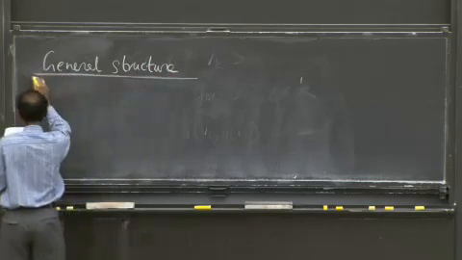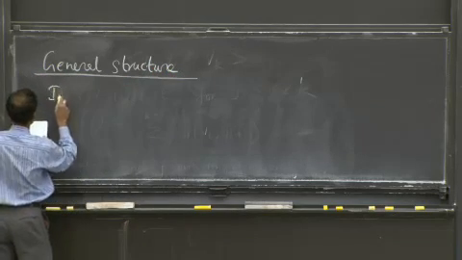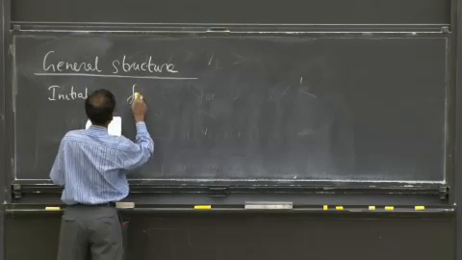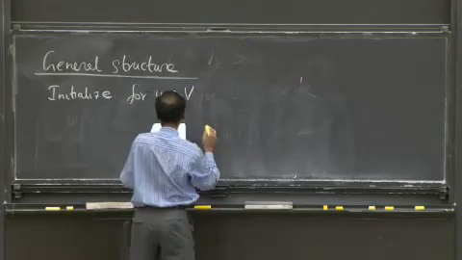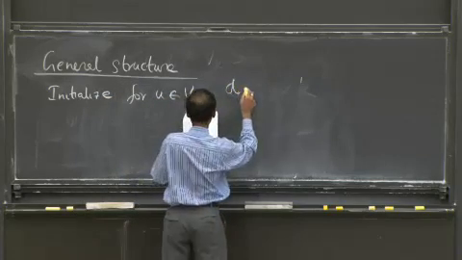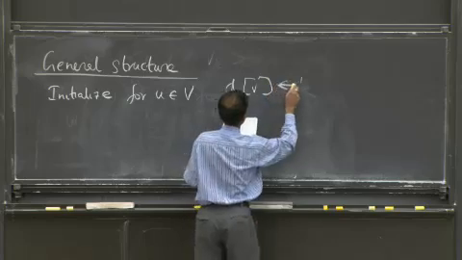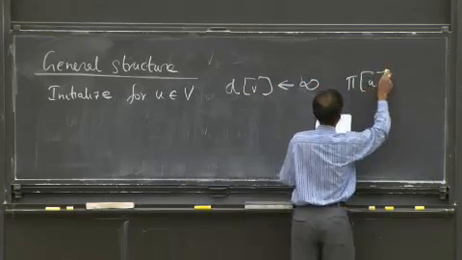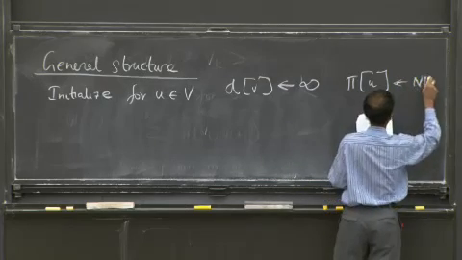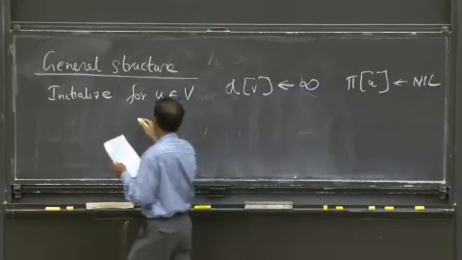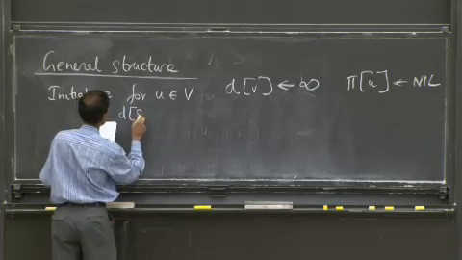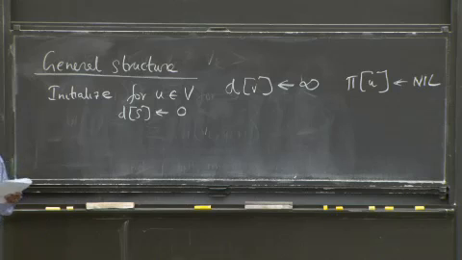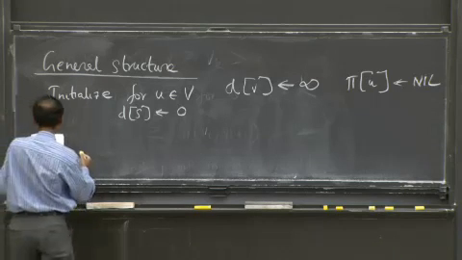So the general structure of shortest path algorithms is as follows. We're going to initialize, for all u belonging to the vertex set, we set d of u to be infinity, and we set the predecessor to be nil. And then we'll set d of s to be 0. We're talking about a single source here. We'll set that to be 0.